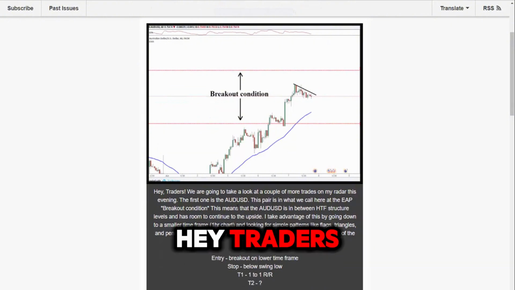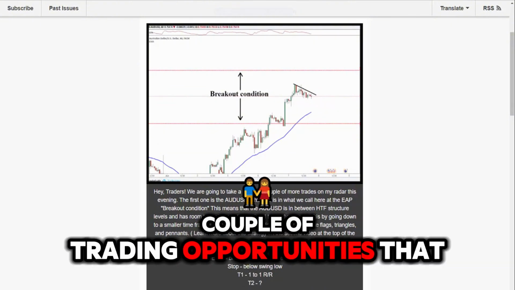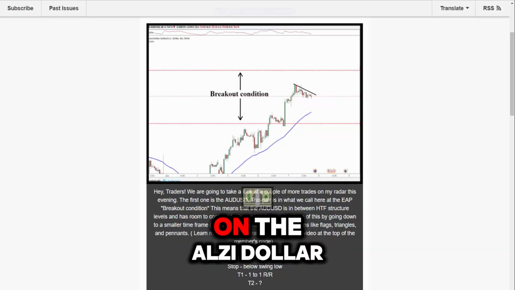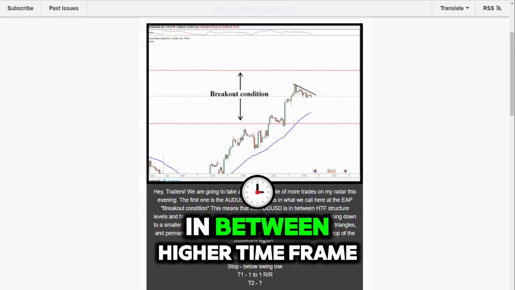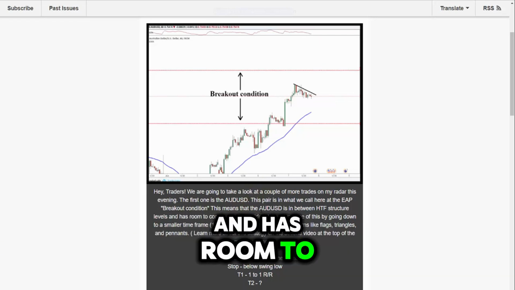And the email says, hey traders, we're going to take a look at a couple of trading opportunities that are on my radar this evening. The first one is on the Aussie dollar. This pair is in what we call the breakout condition, which means that the Aussie dollar is in between higher time frame structure levels and has room to move to the upside.